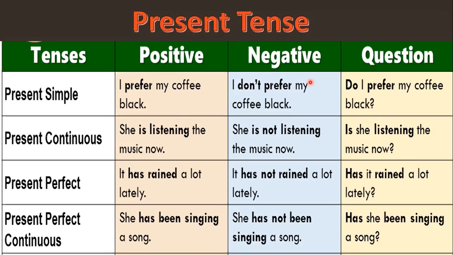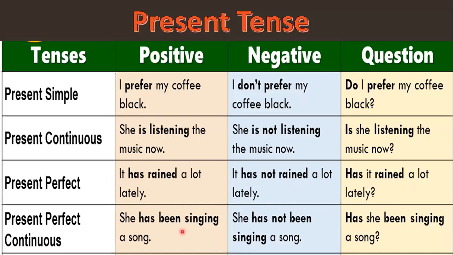already in negative. Okay, so: she is listening to the music now. She is not. That means now with "she" I use "is." Okay, is she listening to the music now? Then the perfect tense will be: it has rained a lot lately. Now we always use "has." It has not rained a lot lately. Has it rained a lot lately?